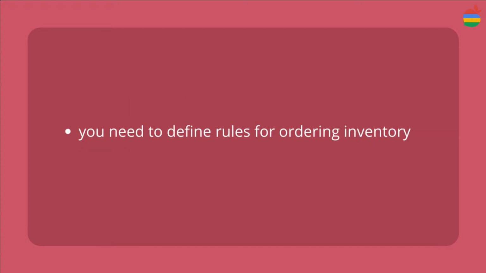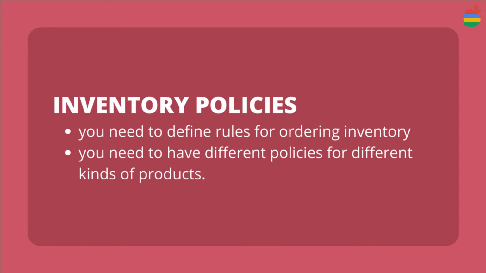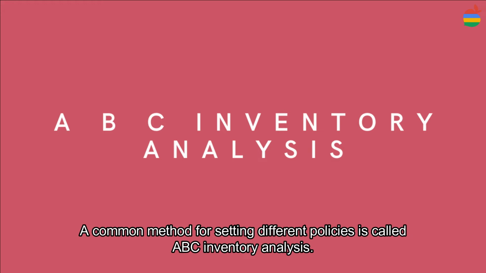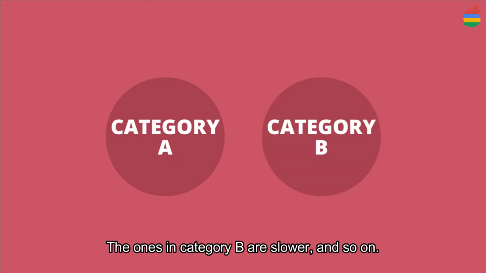You need to define rules for ordering inventory, and this is called inventory policy. And you need to have different policies for different kinds of products. A common method for setting different policies is called ABC inventory analysis. Basically, the items in category A sell fast, the ones in category B are slower, and so on.